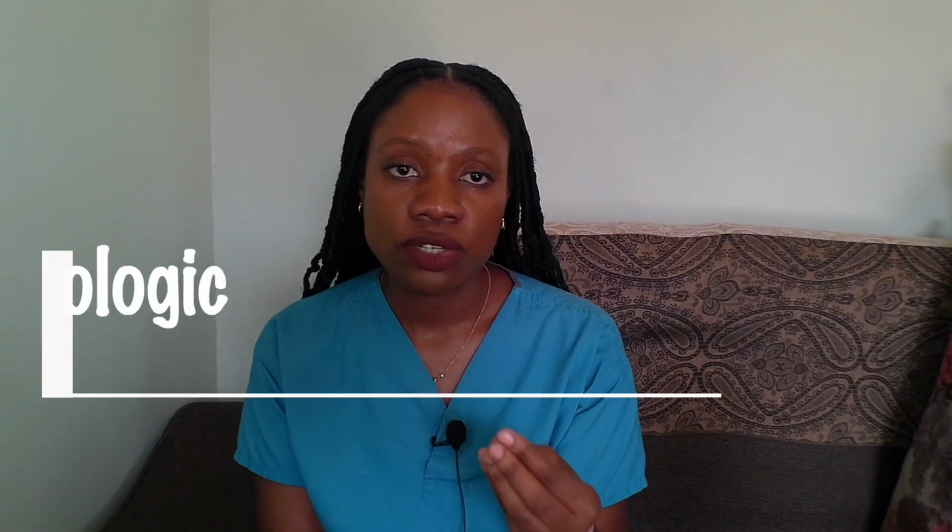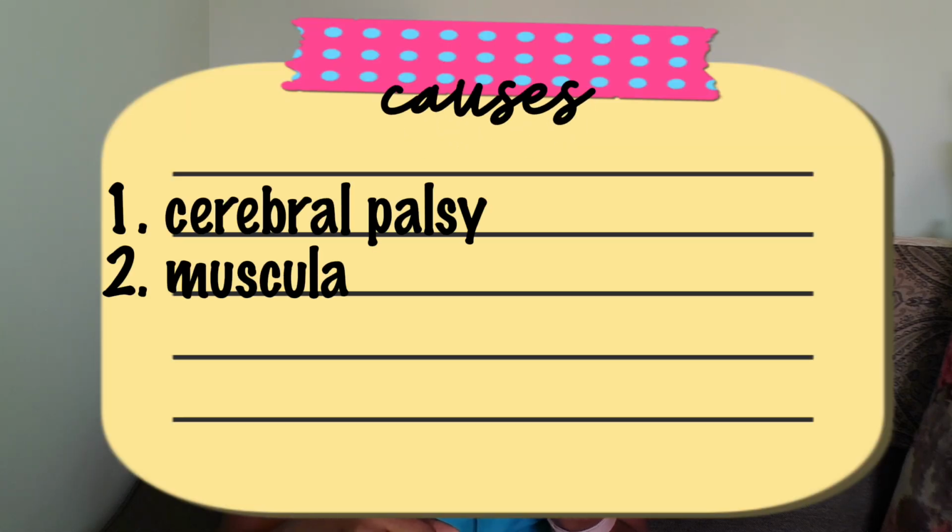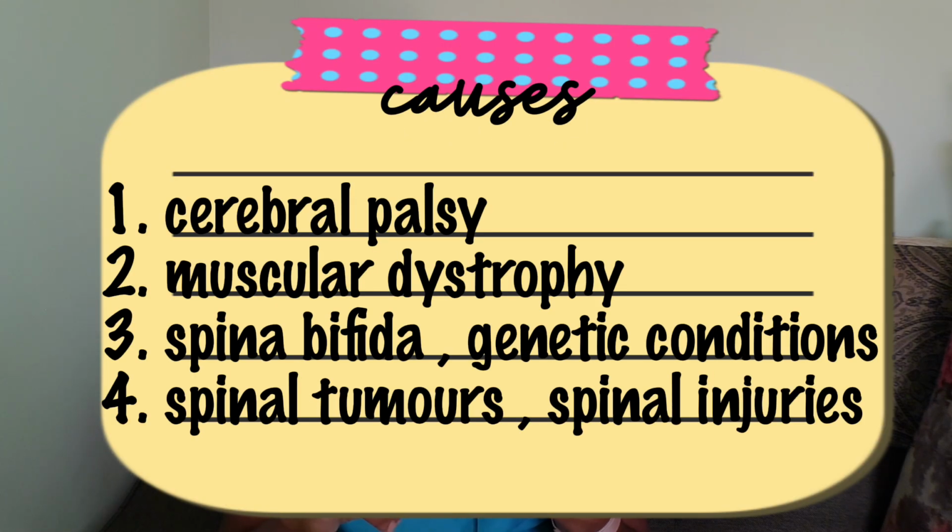What causes neurologic scoliosis? Neurologic scoliosis is usually linked to medical conditions that affect the brain, spinal cord, or the muscles. Some of the most common causes include things like cerebral palsy, we've talked about this here before, Duchenne muscular dystrophy, or other kinds of muscular dystrophy. It can be as a result of spina bifida, spinal cord injury, genetic or neuromuscular disorders.